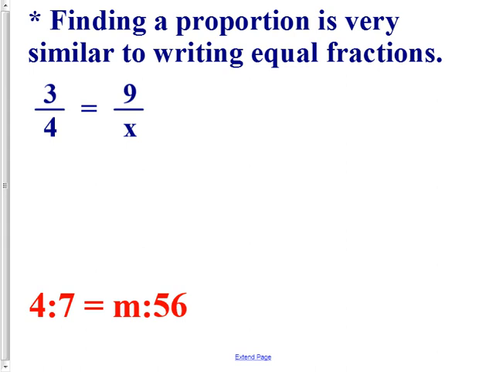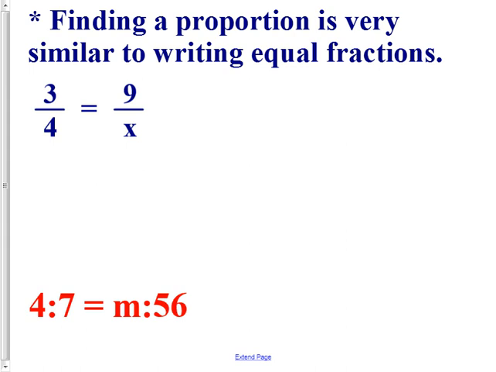And we really just did this last one. It's really similar to writing equivalent fractions, which we just did, but I want to also show you another way that you can do it. You can also do this algebraically. We know that when we're writing equivalent fractions that they're going to have cross products that are equal.